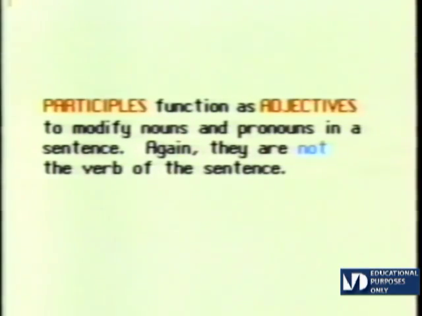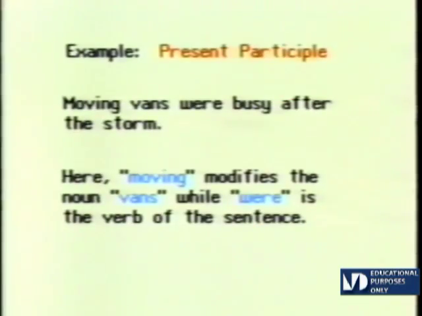Participles function as adjectives to modify nouns and pronouns in a sentence. Again, they are not the verb of the sentence. Example, the present participle: Moving vans were busy after the storm. Here, moving modifies the noun vans, while were is the verb of the sentence.